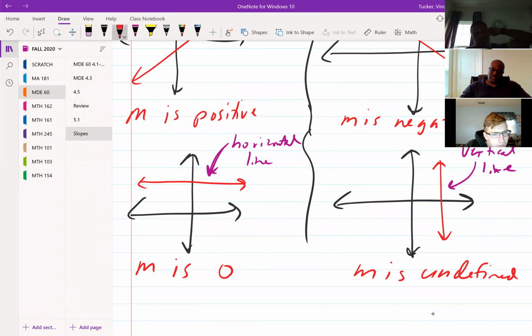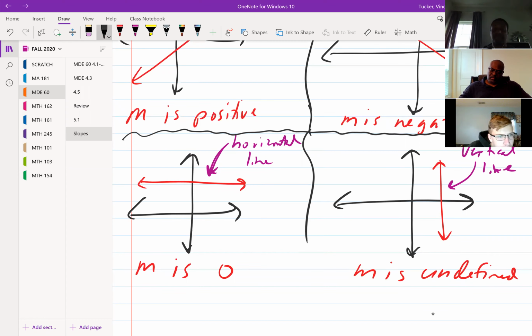All right, so if you have a horizontal line, your slope is 0. If you have a vertical line, your slope is undefined. All right, any questions? Any questions?